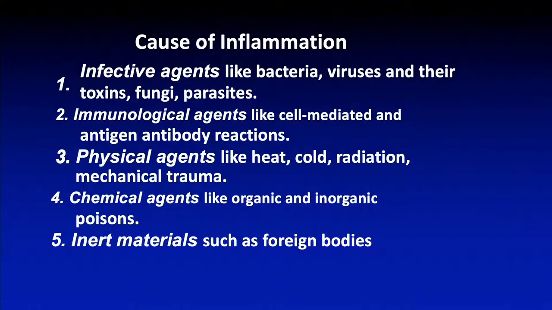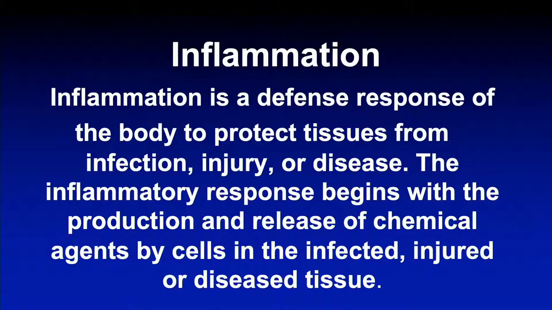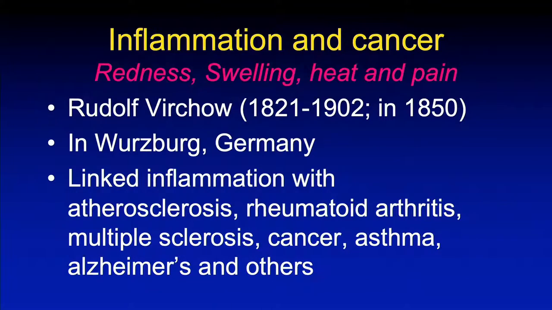But also things like physical agents, radiation, heat, cold, mechanical trauma, those types of things create inflammation as the body responds to the injury. But also things that are not alive, such as food, can trigger inflammation. We'll talk about that in a minute. So basically, anything that injures the tissues creates chronic inflammation.